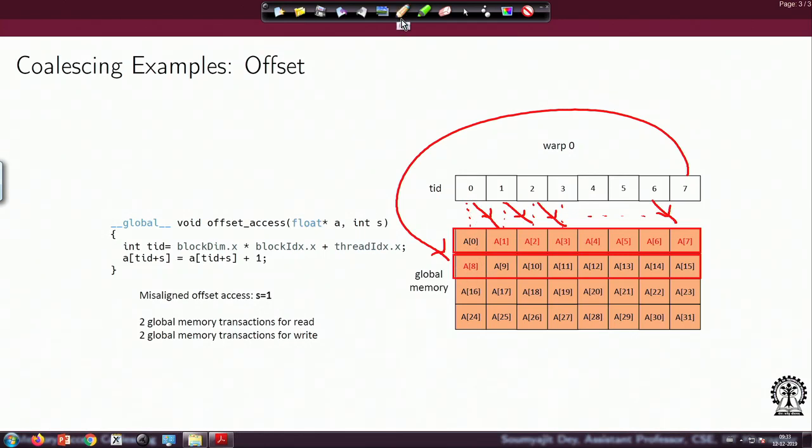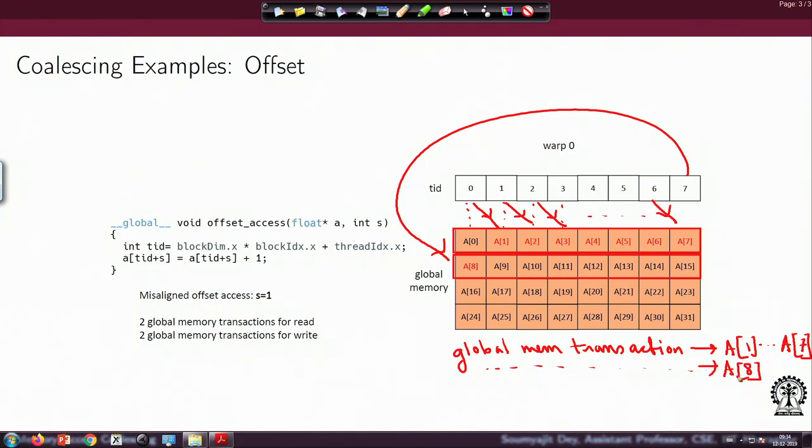So overall with this change, what is really happening? You will have the first transaction for locations, and in the next transaction you just bring A8. So this together gives you 2 transactions.